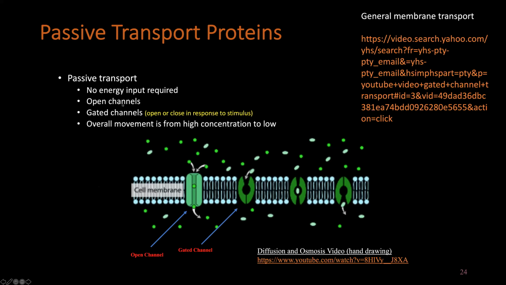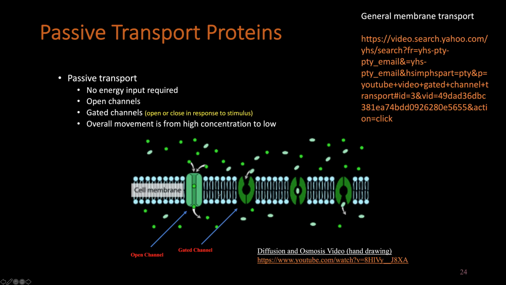There are channels. Proteins make channels in the membrane, and some are open and some are gated. They open or close in response to a stimulus. And all movement is always from a high concentration to low. Passive transport is always from high to low.